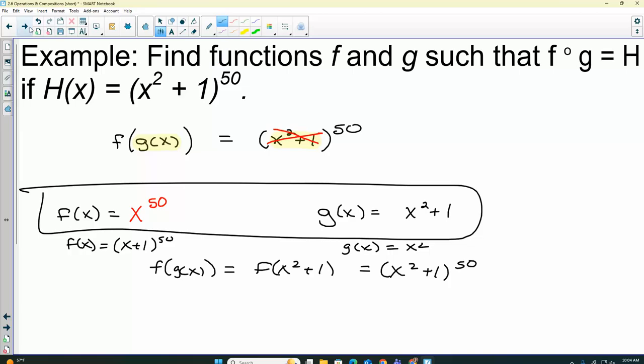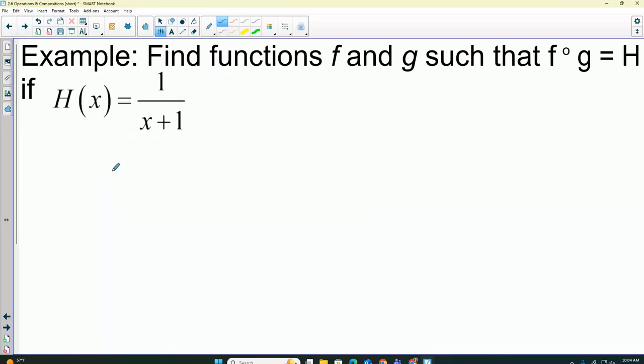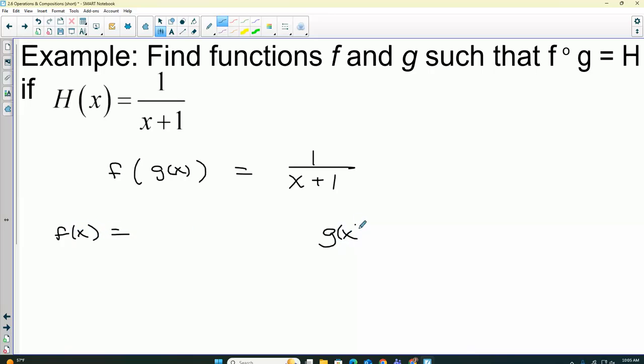Let's try another one together. So f composed with g, that means f of g of x gave me 1 over x plus 1 for my answer. I want to know what f of x and g of x might have been to start with. So g is the inside. That's like what I'm going to do first if I plug in a number for my x. Where would I begin over here if I plugged in a number for x? X plus 1. So that could be my g. G is x plus 1.